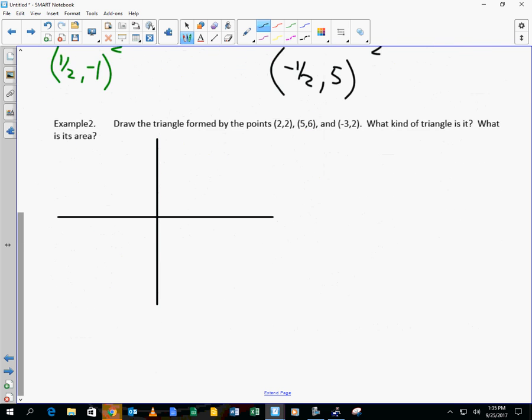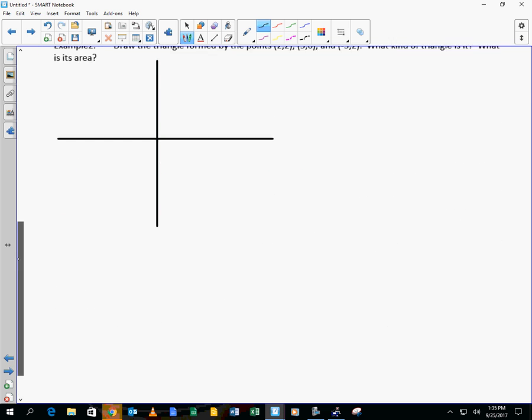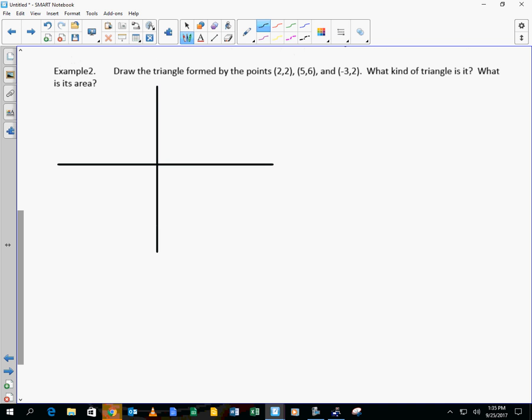Okay, here's the second problem we're going to do, and it'll be done for the day. Checkpoint takes a while for today, so that's why we have a short lesson. Draw the triangle formed by the points 2, 2, 5, 6, and negative 3, 2. What kind of triangle is it, and what is its area?